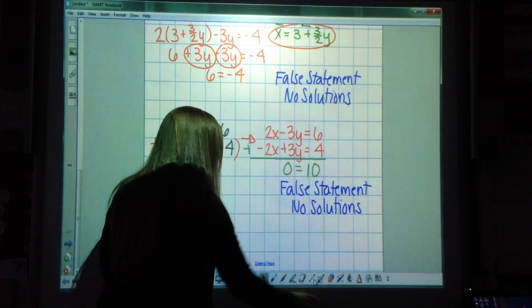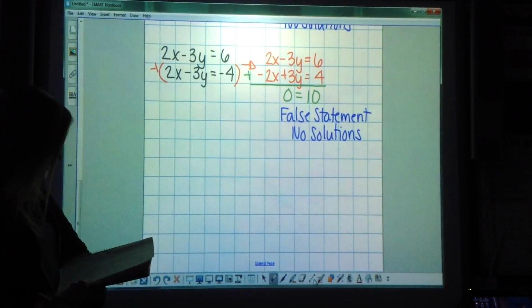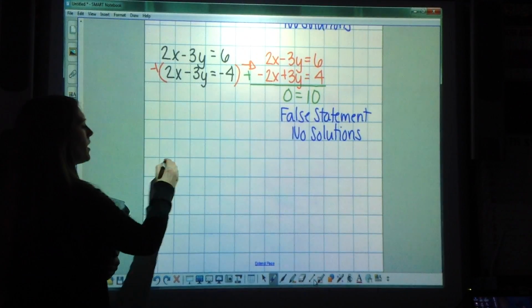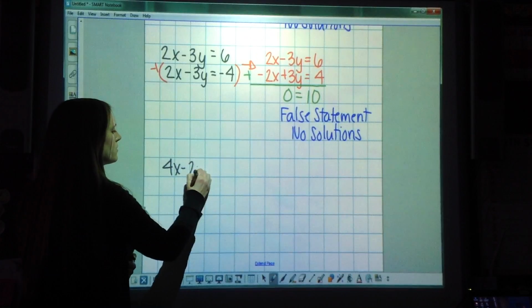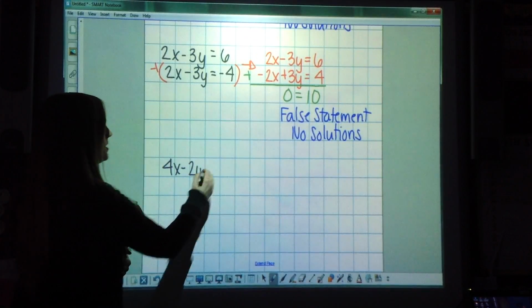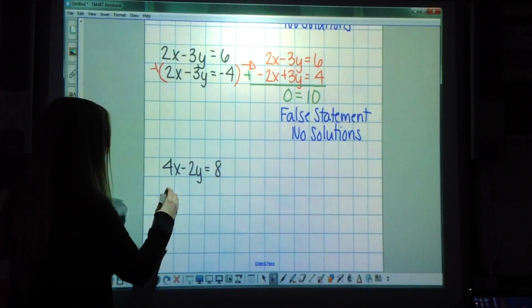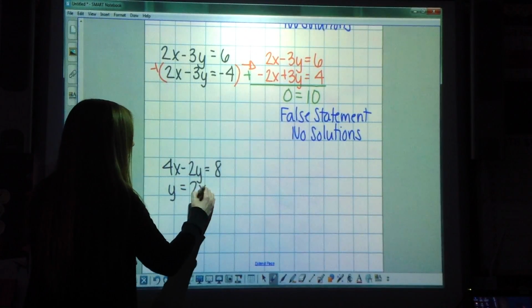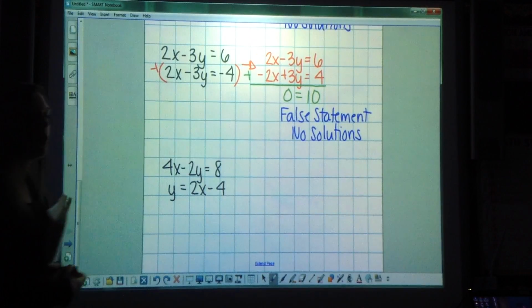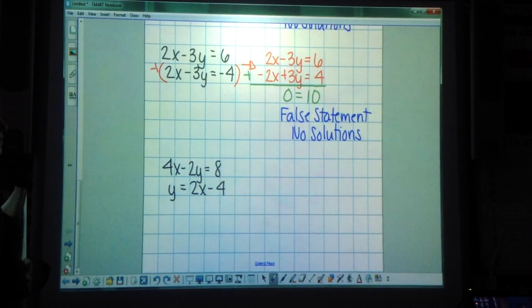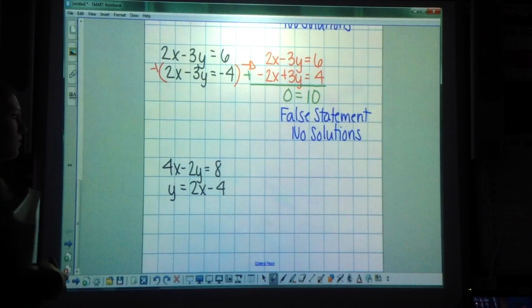Let's try one more of these. Let's try 4x minus 2y equals 8 and y equals 2x minus 4. I'm going to do all 3 methods again with this equation. Make sure you write them all down.